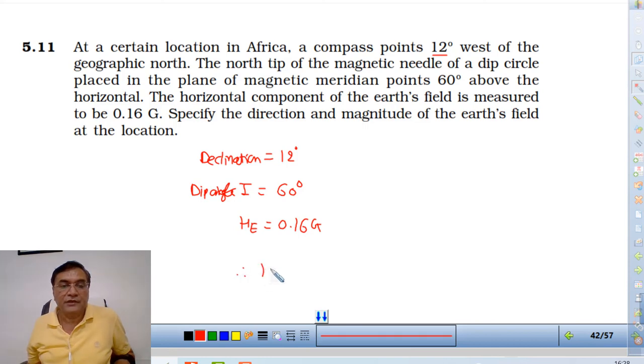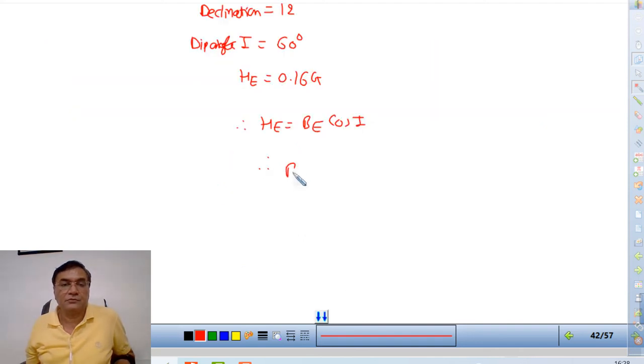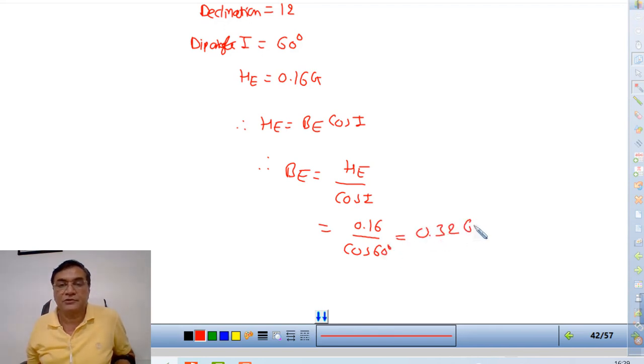So we have HE is equal to BE cos I. Again the same formula, and therefore BE is equal to HE upon cos I. HE, that is 0.16, over cos 60 degrees. Cos 60 is half, so it is 0.32 Gauss. Okay.